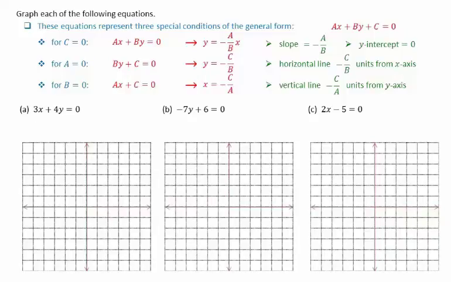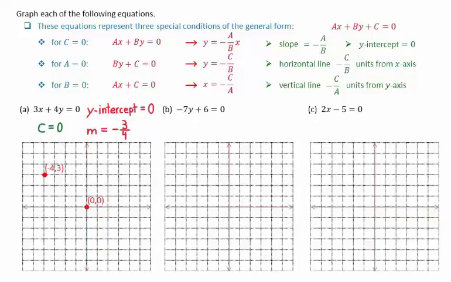For question A, 3x plus 4y equals 0. Here, c is equal to 0. This means that the y-intercept is equal to 0. We can then plot that point at 0, 0. The slope is equal to negative a over b, which in this case is negative 3 over 4. We can use this slope to plot another point.